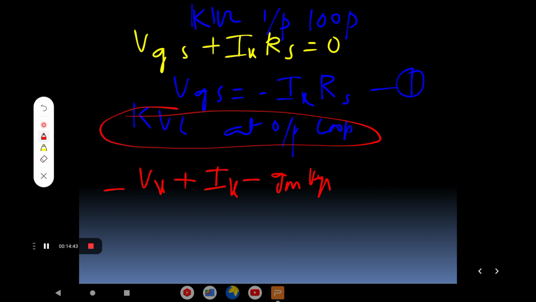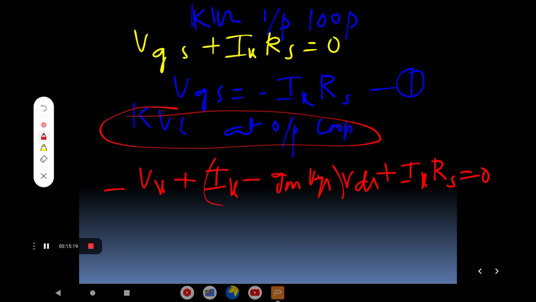That means the remaining current is the difference of those two currents: Ix minus gm VGS. That represents the current passing through the corresponding RDS. Therefore, it is the difference times RDS, plus Ix into Rs is equal to 0.